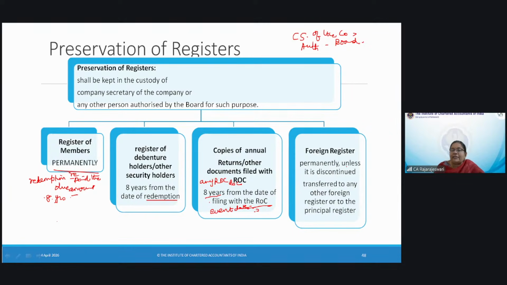If it is a foreign register, as we discussed in the last session, it should be preserved permanently unless it is discontinued and you transfer those entries to the Indian register. The principal register will be maintained in the registered office of the company, so there you will transfer those entries. So it has to be maintained permanently. Whatever you maintain in India, you have to maintain permanently. So this is the rule for preservation of registers.